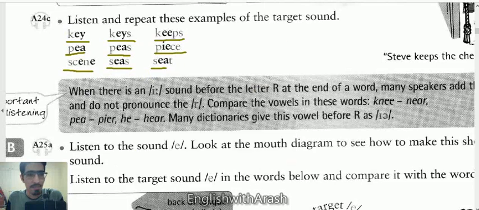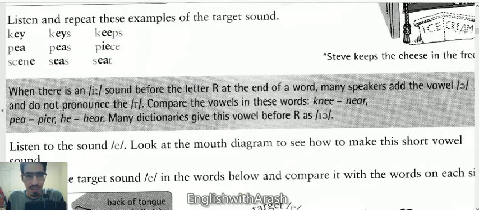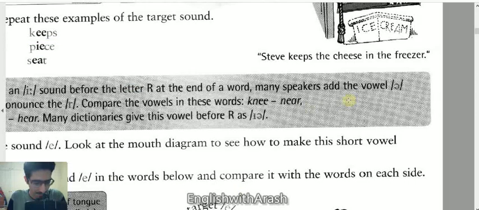Here we have some practice for the long E. So how do you practice that? Steve keeps the cheese in the freezer. All of them are long E. Steve keeps the cheese in the freezer.